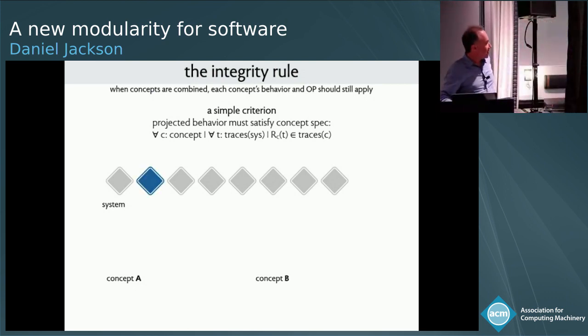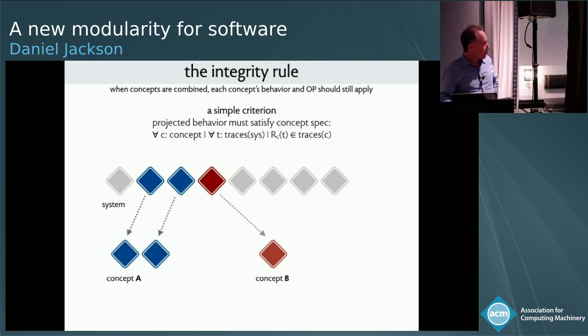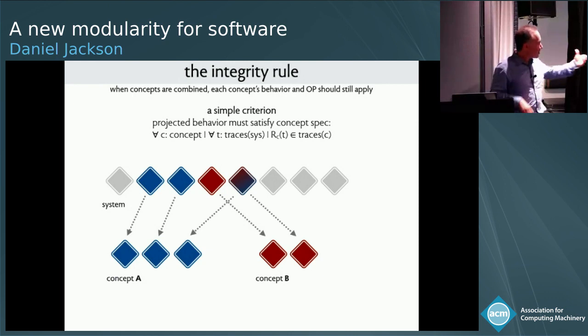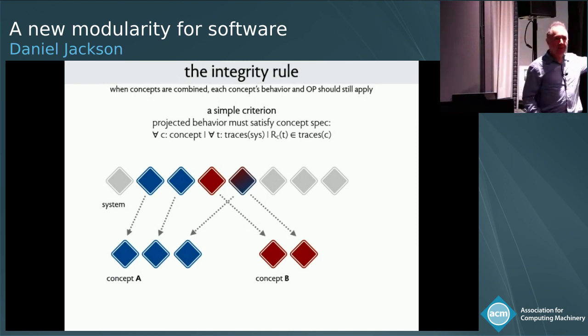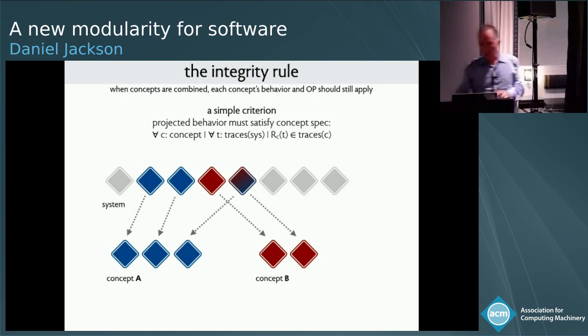So imagine a trace executing. We get some event, and we say, oh, that belongs to concept A. We get another event, that belongs to concept A. This one belongs to concept B. This purple one belongs to both of them, and so on. And so now we ask the question, are these underlying traces of the two concepts legitimate traces of their concepts?